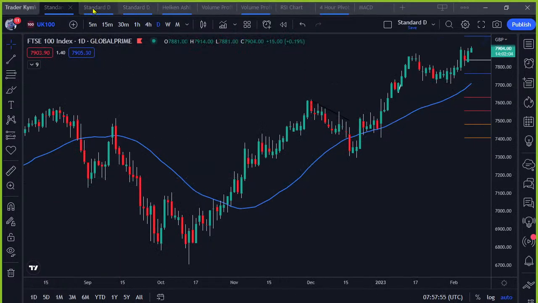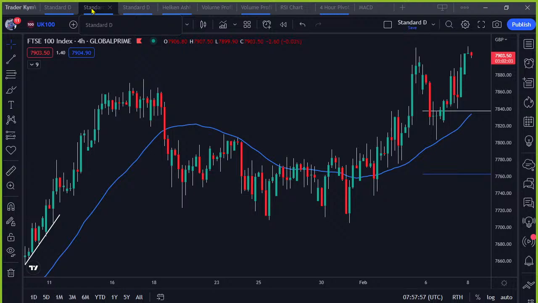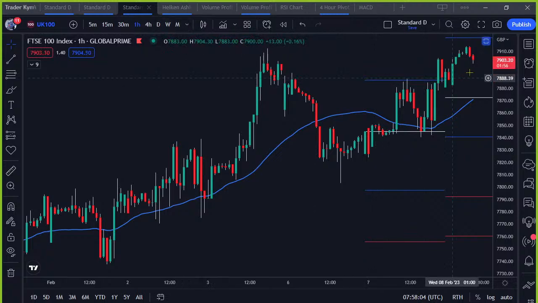Same with the FTSE, would only be looking for longs. I know a lot of people will be looking at these double tops and selling into these tops here. Maybe it will come back a bit more, but it's just an opportunity if it does for the long side. Okay, that's pretty much it for me for this morning. I wish you a great day's trading.